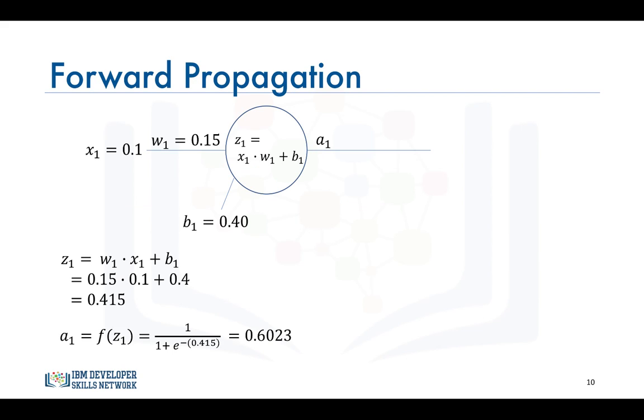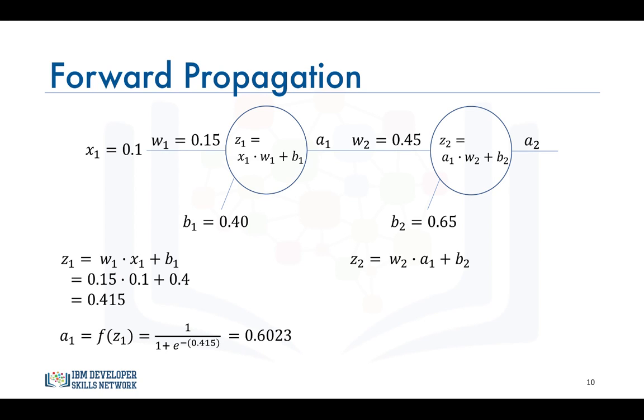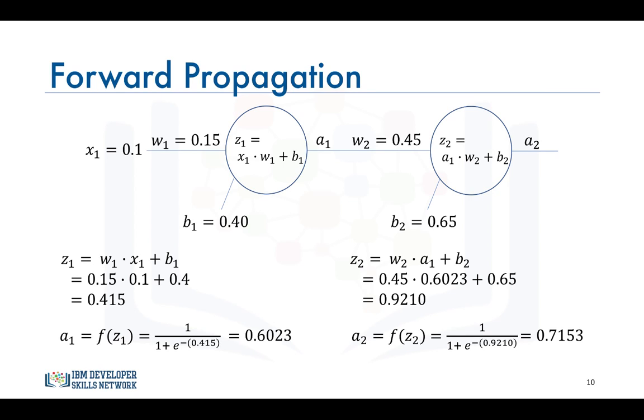For a network with two neurons, the output from the first neuron will be the input to the second neuron. The rest is then exactly the same. The second neuron takes the input and computes the dot product of the input, which is A1 in this case, and the weight, which is W2, and adds the bias, which is B2. Using a sigmoid function as the activation function, the output of the network would be 0.7153. And this would be the predicted value for the input 0.1.